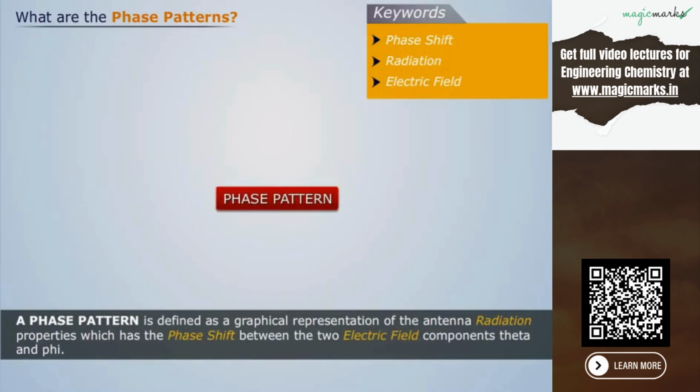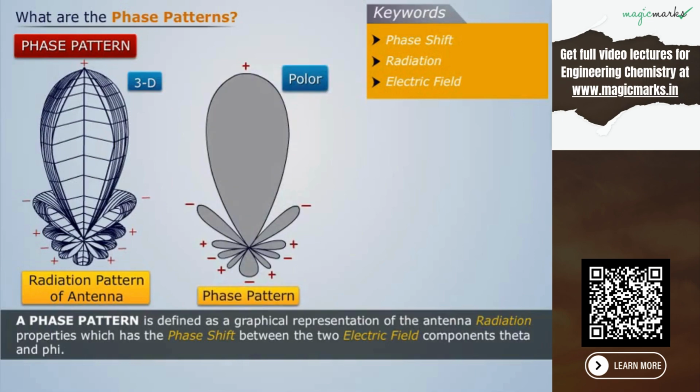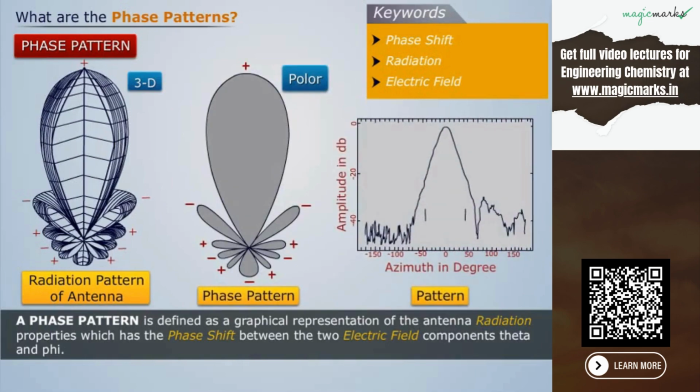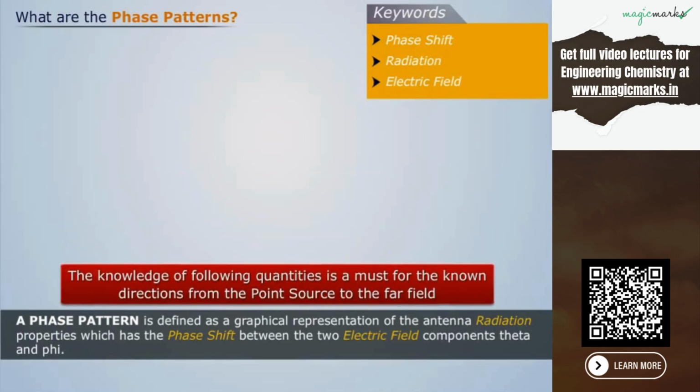Now let's discuss the topic phase patterns in detail. Basically, we extract the phase information from the radiation pattern of the antenna. And for this purpose, we use the phase patterns. We also consider that the far field varies harmonically with time and frequency is known to us. So we can say that the knowledge of following quantities is a must for the known directions from the point source to the far field.